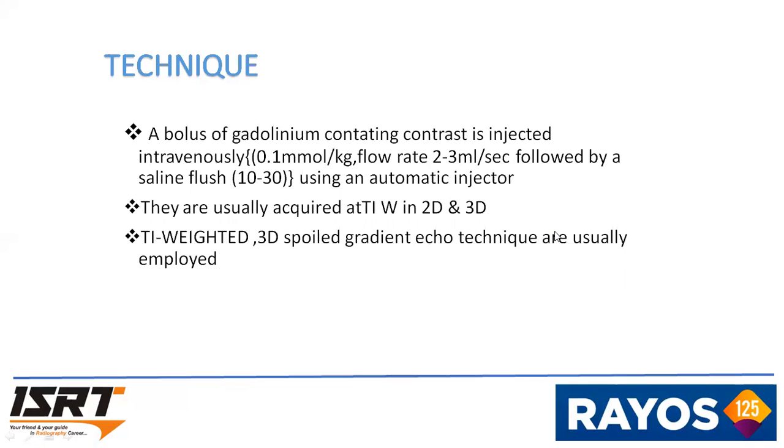For the technique, we are giving gadolinium-based contrast. In adult patients, we give about 8 to 12 ml of contrast followed by 10 to 30 ml of saline flush, that is 0.1 ml per kg at a flow rate of 2-3 ml per second. They are usually 2D and 3D. For T1 weighted imaging, 3D fast gradient echo techniques are usually employed.